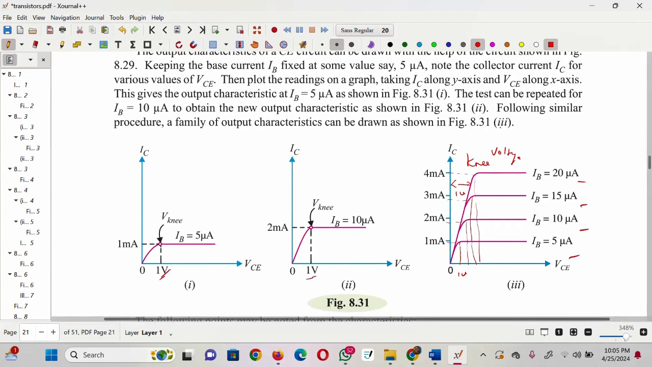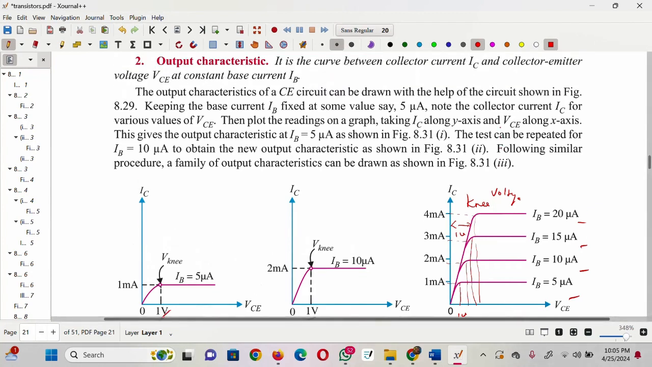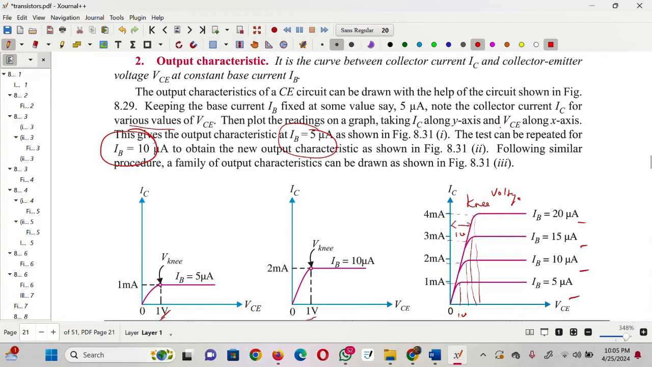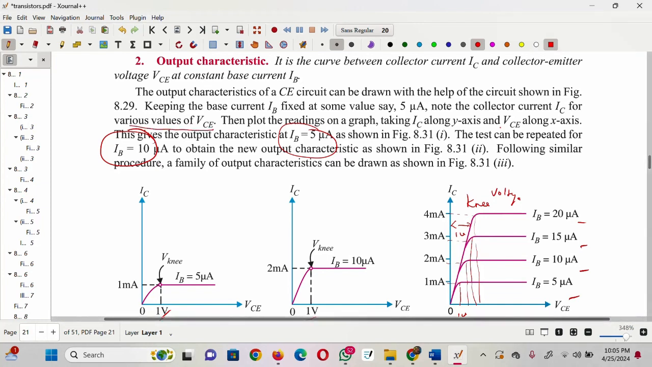This is also very important. Keeping the base current IB fixed, like 5 microamperes, and varying VCE, we obtain the characteristic. Then we change IB to 10 microamperes, and again vary VCE to obtain a new characteristic. Note the collector current IC. IC increases rapidly. This is called the output characteristics of the common emitter configuration.